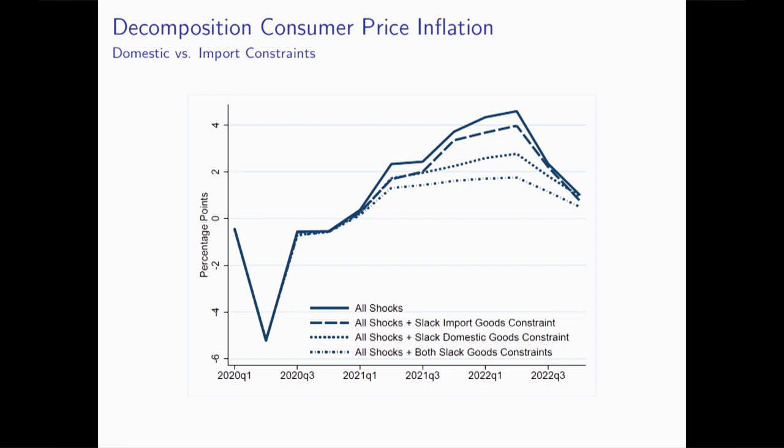Okay, so which constraint was more binding? Well, you can do the same analysis, separating domestic and foreign constraints. Both were important. Domestic constraints were more relevant than foreign constraints.